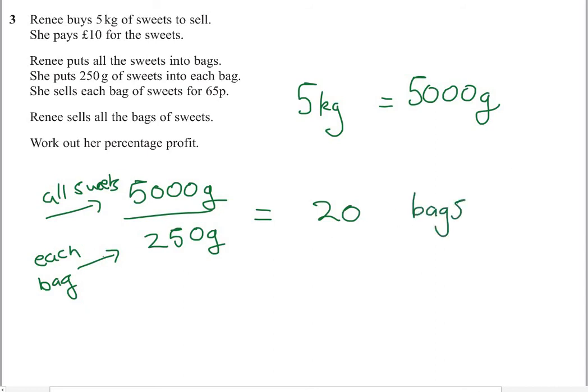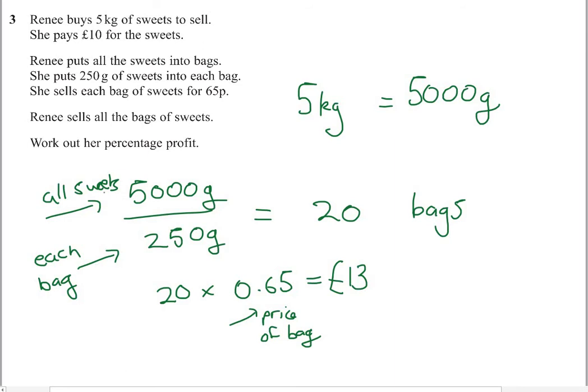Right, we know she sells them for 65p. So we do 20 times 65, or 0.65. What does this give us? This gives us 13. Yep, so 20 bags times the price of the bag, and this gives us £13.